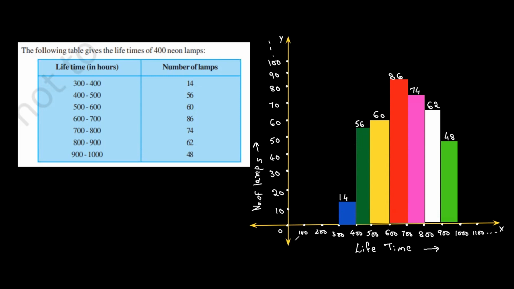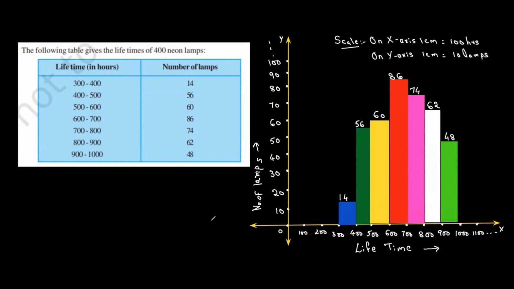After writing all these, remember, without fail, we have to write the scale at the top right corner. The scale here, we are taking on the x-axis as well as the y-axis. On the x-axis, 1 centimeter is equal to 100 hours, whereas on the y-axis, 1 centimeter is equal to 10 lamps. So according to our consideration, this is the scale.